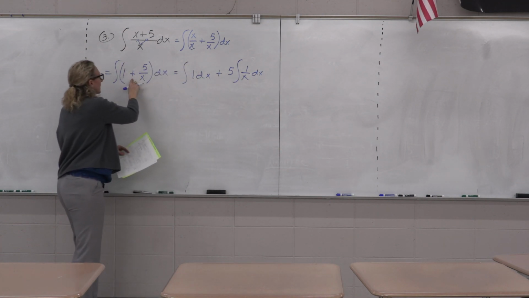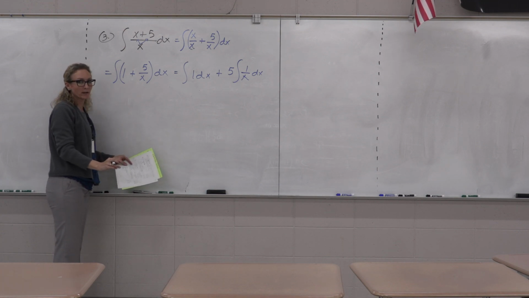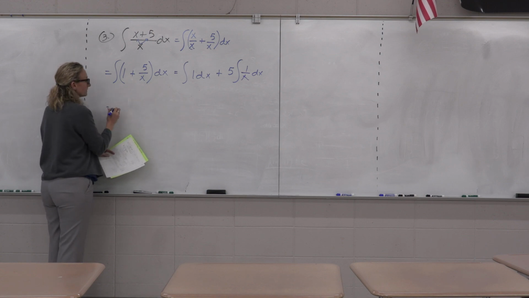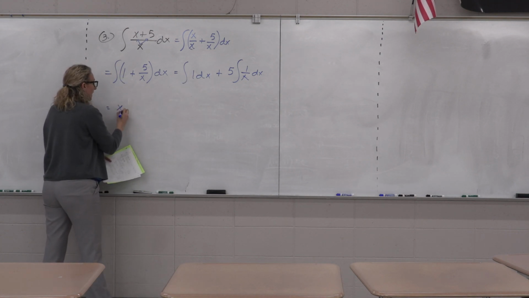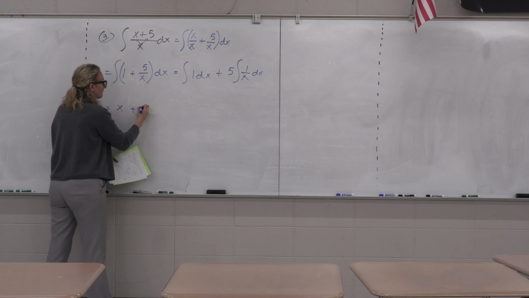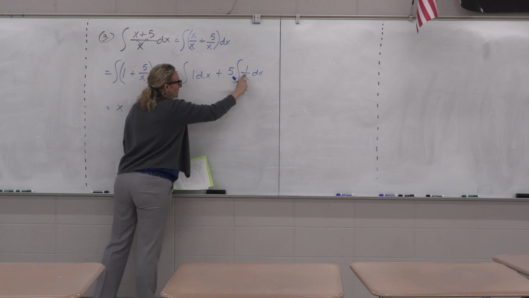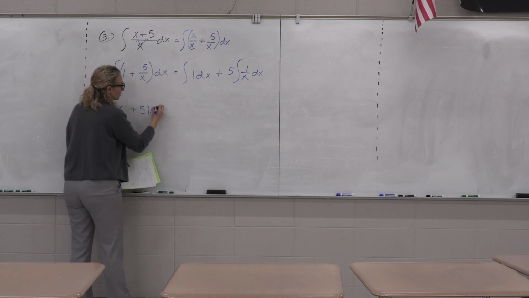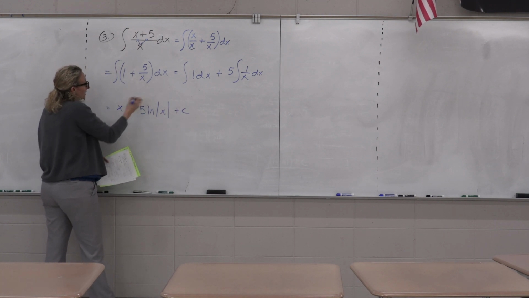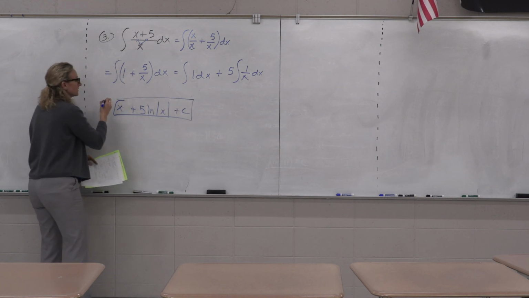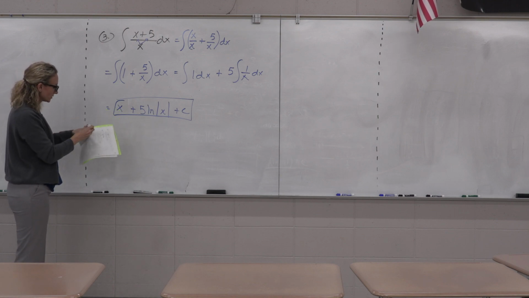So it is legal to break up a sum or difference into separate integrals. Multiplication or division, no way. But adding and subtracting, yes. So now, no U-substitution needed. The antiderivative of 1 dx is x plus 5 times the integral of 1 over x, no U-substitution, it is just an x. It's the natural log, the absolute value of x plus c. And I only need 1 plus c because a constant plus a constant is another constant. So no U-substitution needed. A nice rewrite was good.